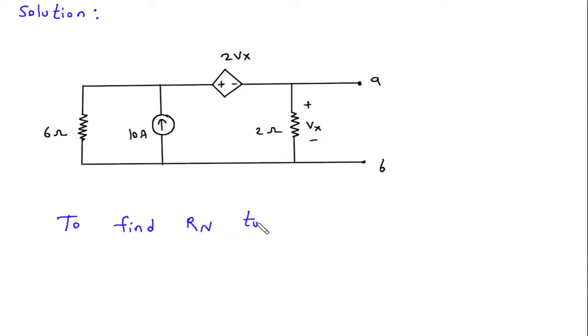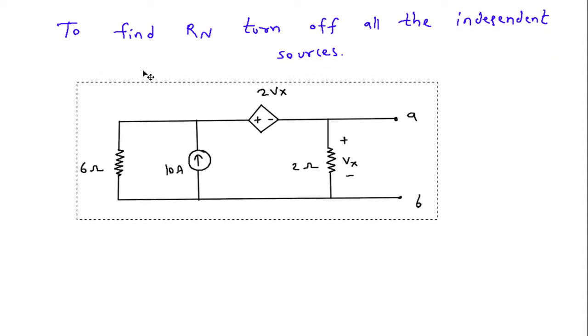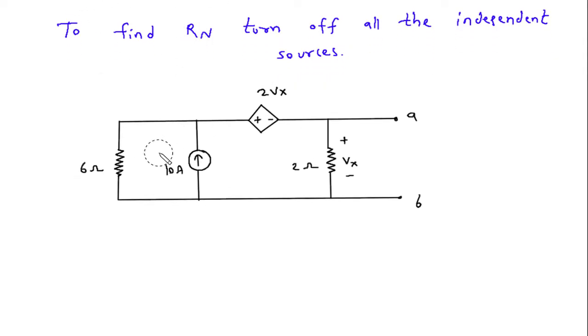Rn, turn off all the independent sources. So we will turn off all the independent sources. This 10 ampere is the current source, so this will be turned off. When we turn off the current source, then that will be an open circuit.